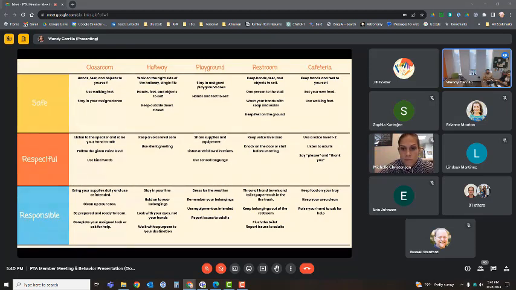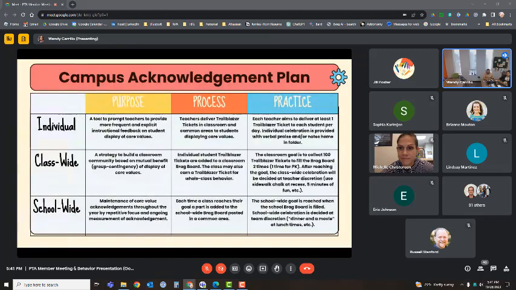As one of our acknowledgement processes to help encourage students to exhibit appropriate behaviors, being safe, respectful, or responsible, you may have heard we use an acknowledgement tool called Trailblazer tickets. When we see students exhibiting those guiding principles, we want to acknowledge them for representing that. Ultimately, what we try to do is build a community of students contributing to the overall community of the campus.